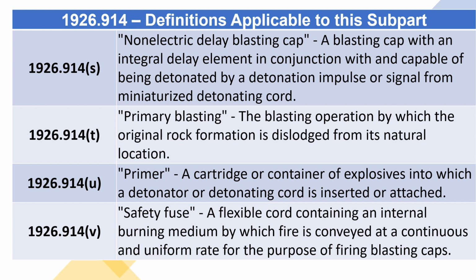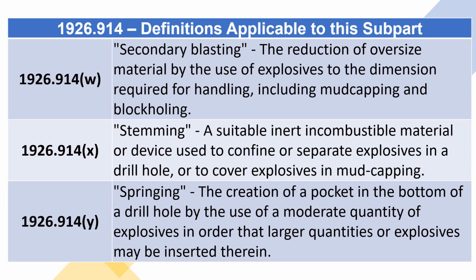1926.914(v). Safety fuse. A flexible cord containing an internal burning medium by which fire is conveyed at a continuous and uniform rate for the purpose of firing blasting caps. 1926.914(w). Secondary blasting. The reduction of oversized material by the use of explosives to the dimension required for handling, including mud capping and block holing. 1926.914(x). Stemming. A suitable inert incombustible material or device used to confine or separate explosives in a drill hole, or to cover explosives in mud capping.